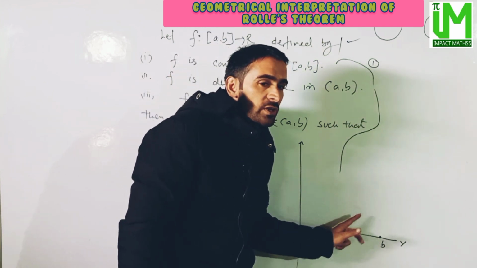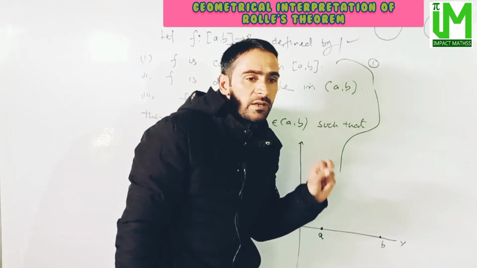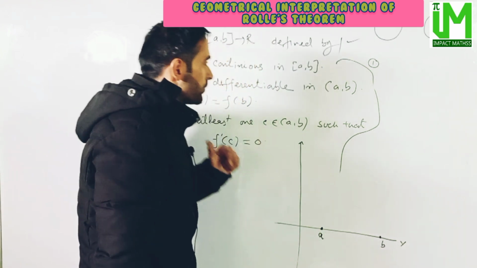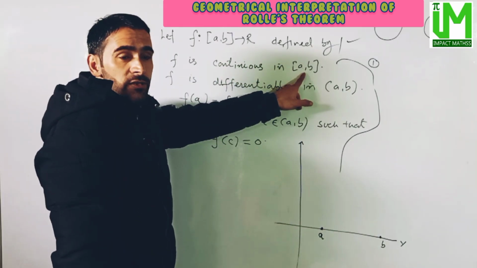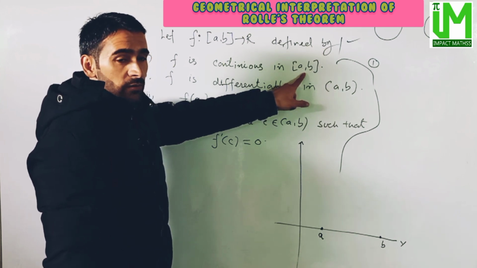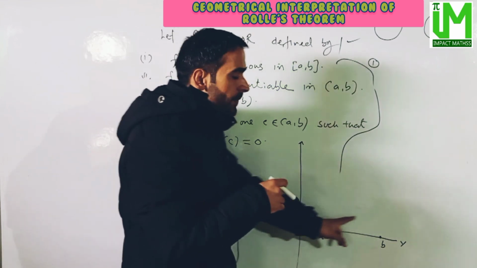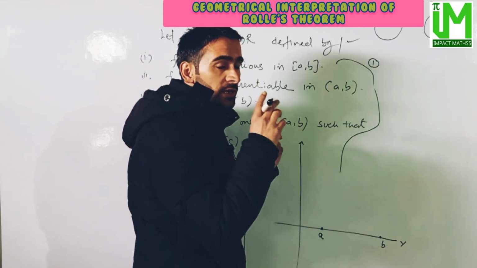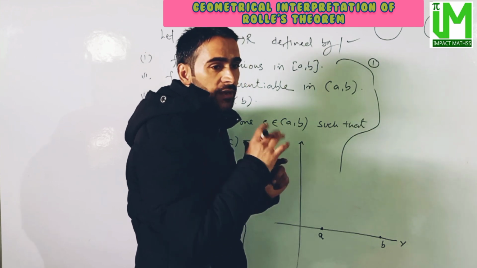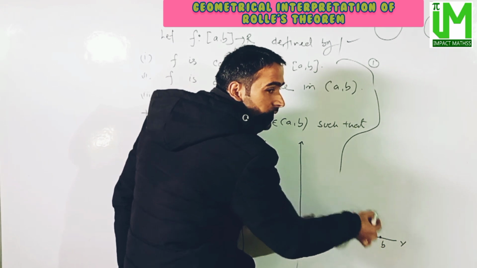The function f is defined over this interval [a, b]. The condition is that f is continuous in the closed interval [a, b]. What does this mean? If we draw the graph of f from a to b, it will be continuous. That won't have any jumps, that won't have any breaks.